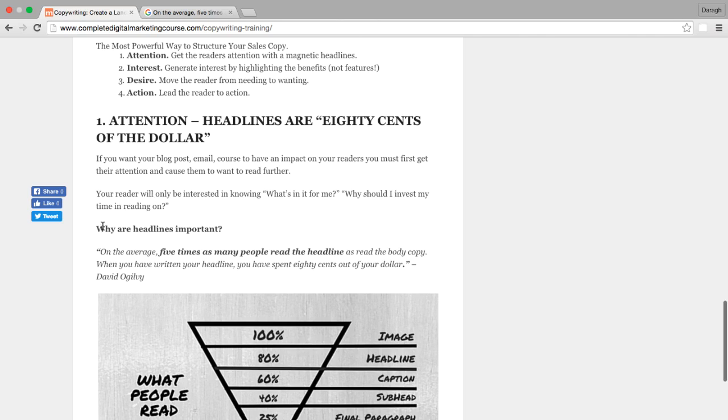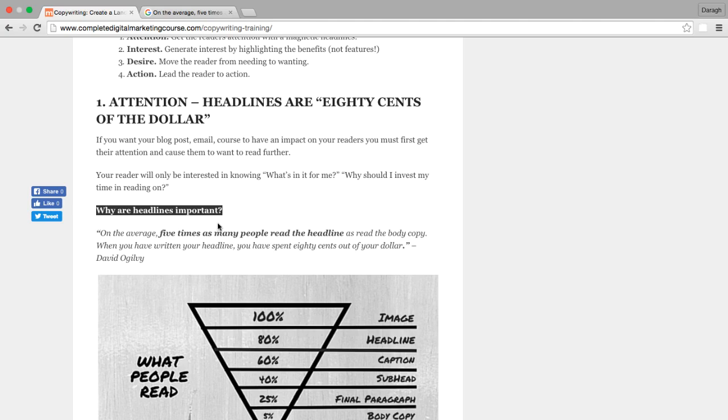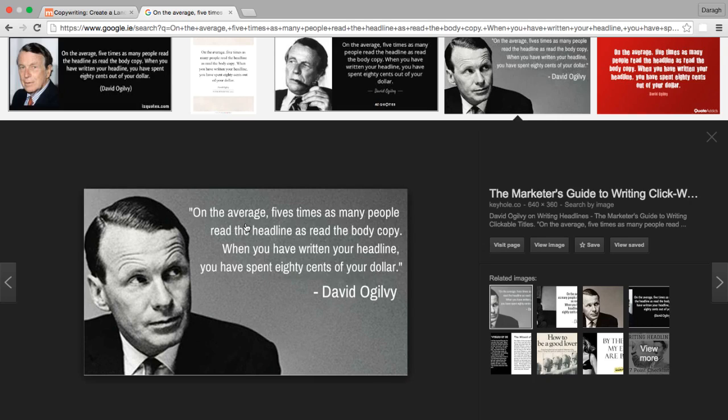Now, why are headlines so important, and why are they so important for getting attention? This is the key quote that comes from David Ogilvy. There's a picture of him here, maybe to give you a visual. What he said is, on average, 5 times as many people read the headline as read the body copy. When you have written your headline, you've spent 80 cents of your dollar. What he means there is that the headline is what people really read.